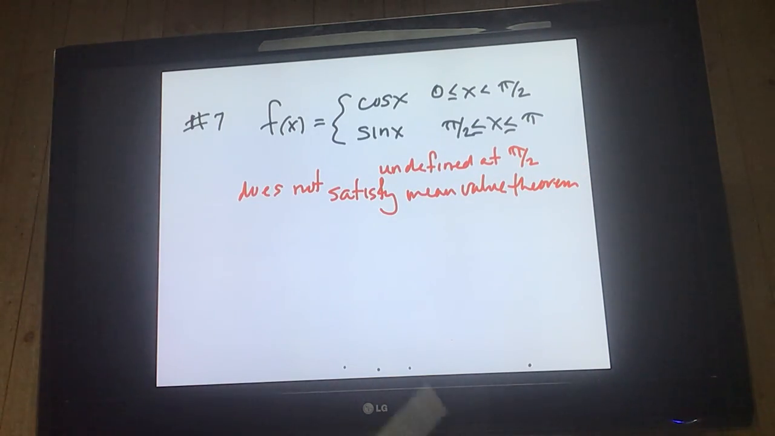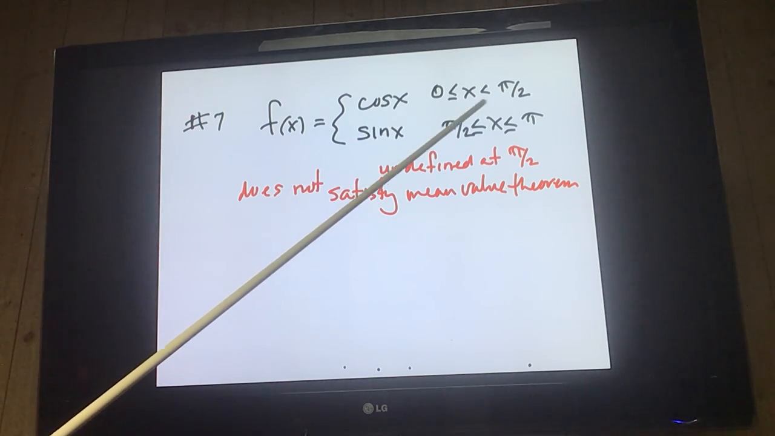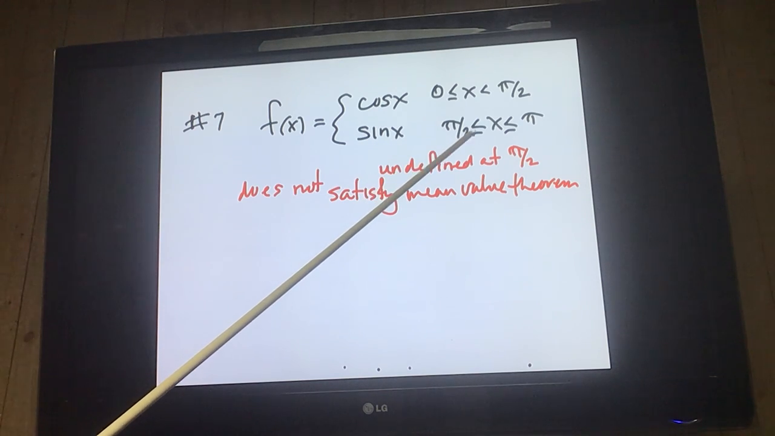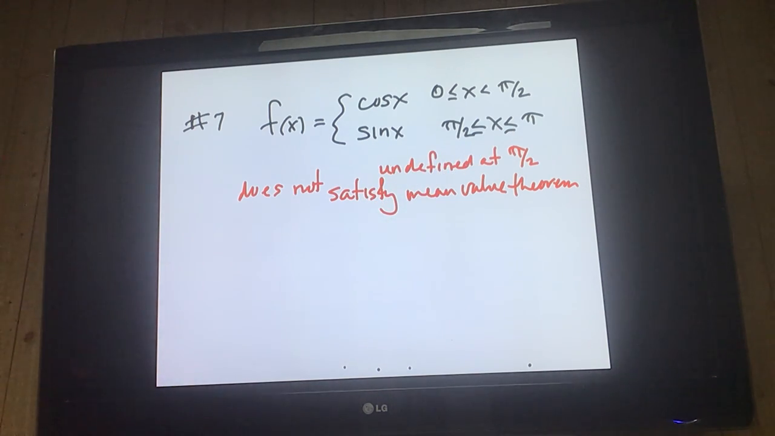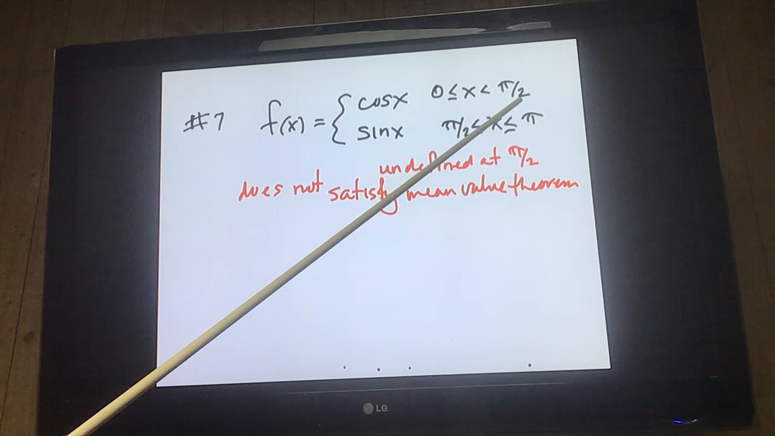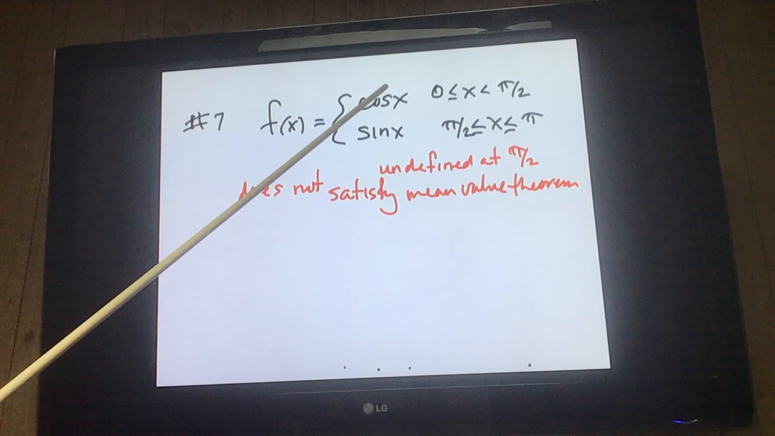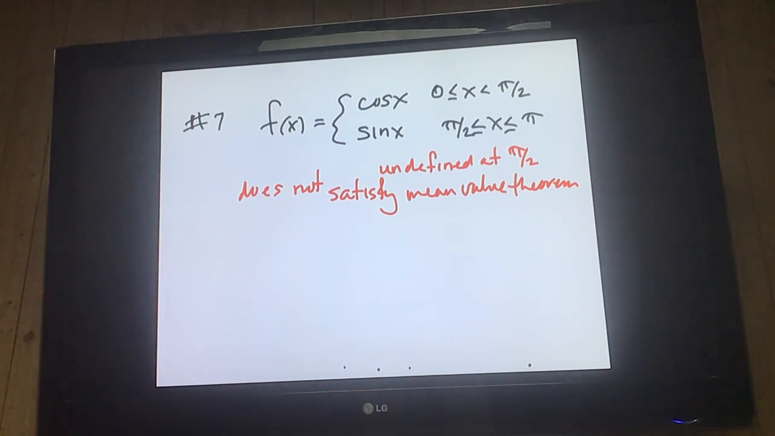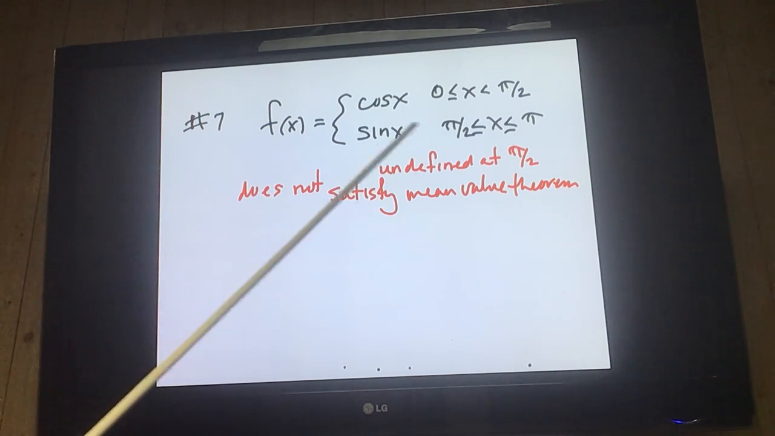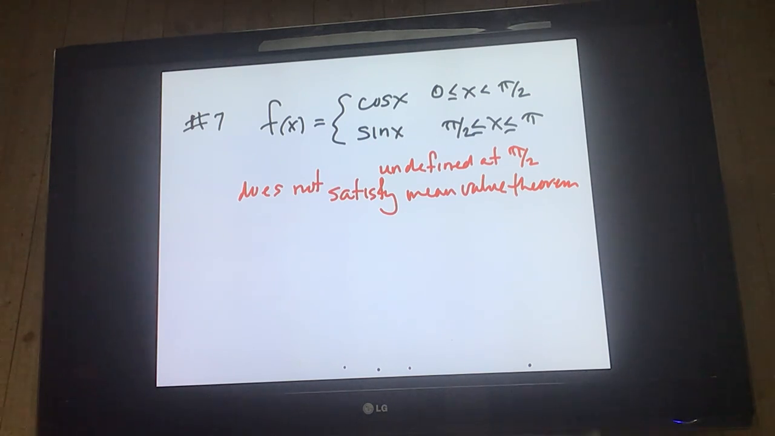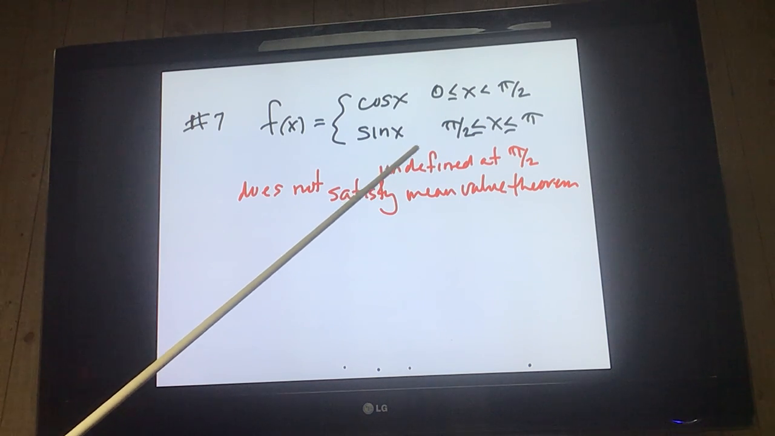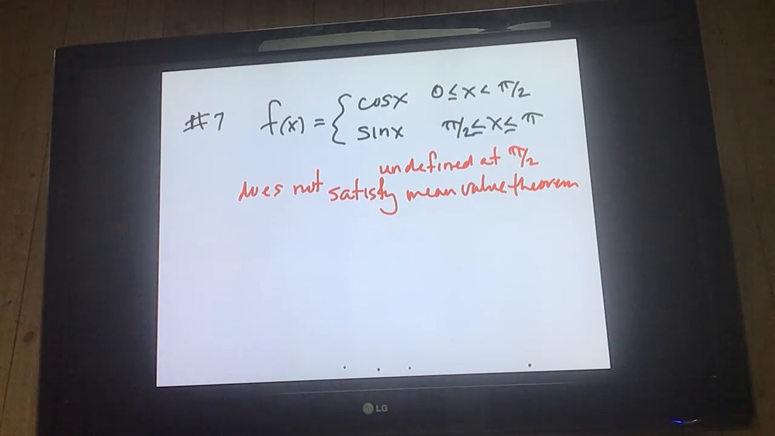Alright, number 7, they're doing the same thing. So we've got a piecewise function. You get cosine x between 0 and pi over 2, and sine x between pi over 2 and pi. First of all, I want to see if this is continuous. So we plug in my point of intersection here. Put pi over 2 in for cosine x. Cosine of pi over 2 is 0, and the sine of pi over 2 is 1. So we really have a jump discontinuity here. So it's discontinuous at pi over 2, so it does not satisfy the mean value theorem. You don't have to do anything else for that.